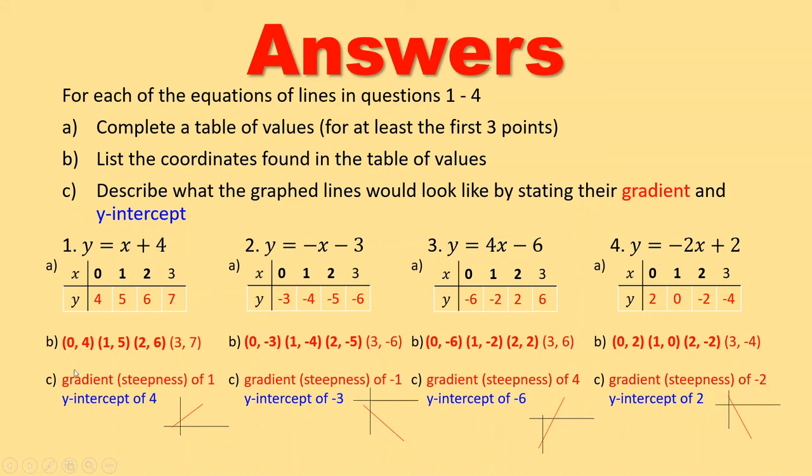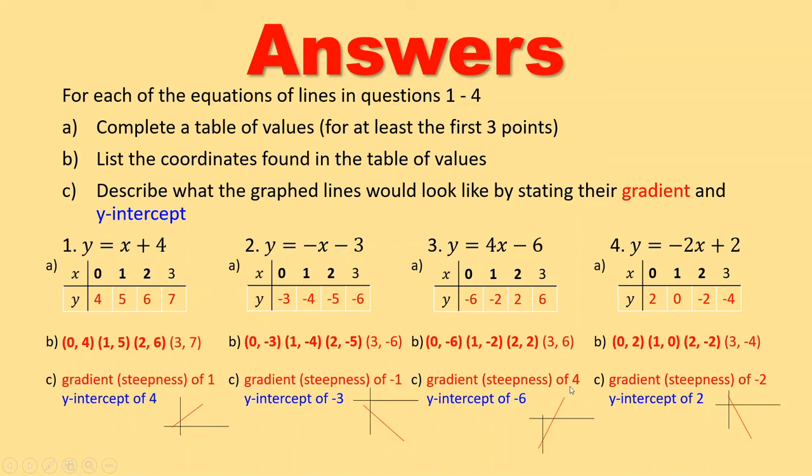Now, of course, for all of these descriptions, you could also just look directly at the equations of the lines. A gradient of 1, because there's 1x. A y-intercept of 4, because we're plussing 4. A gradient of -1, because this is -1x. And a y-intercept of -3, because we're subtracting 3 here.